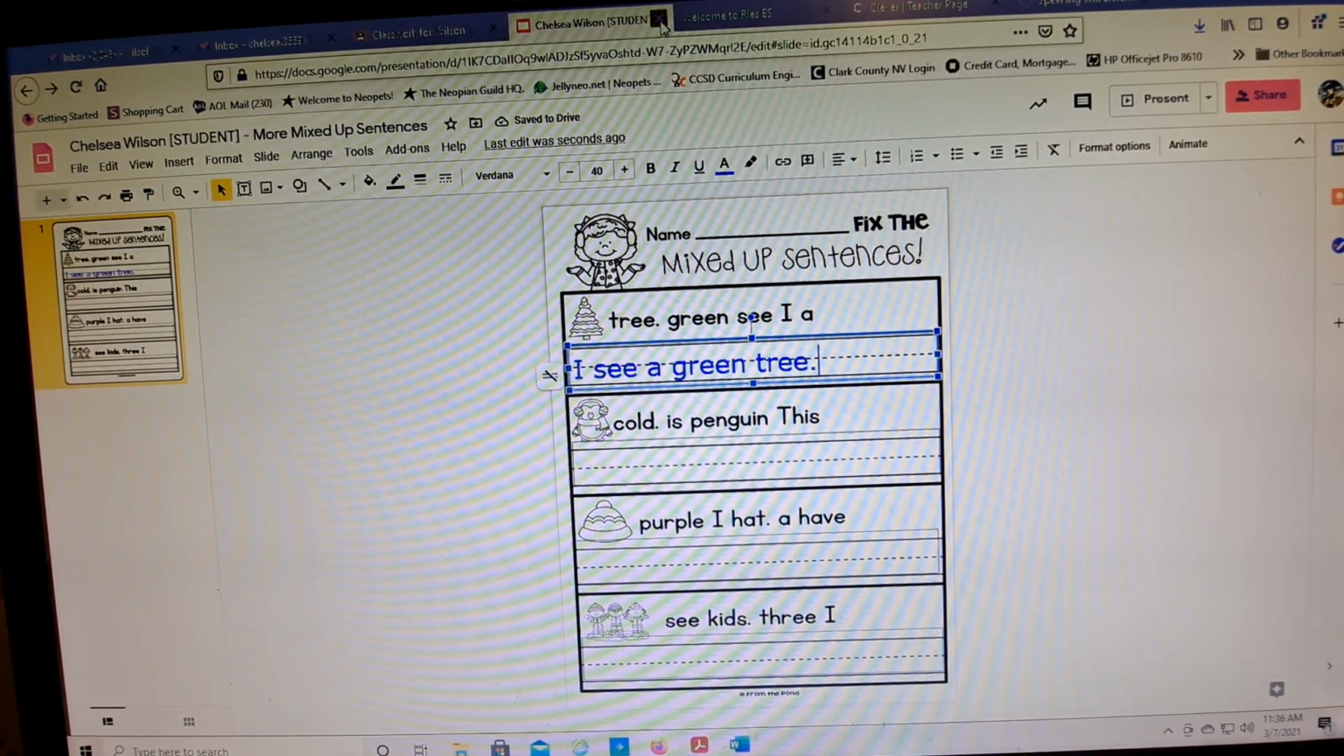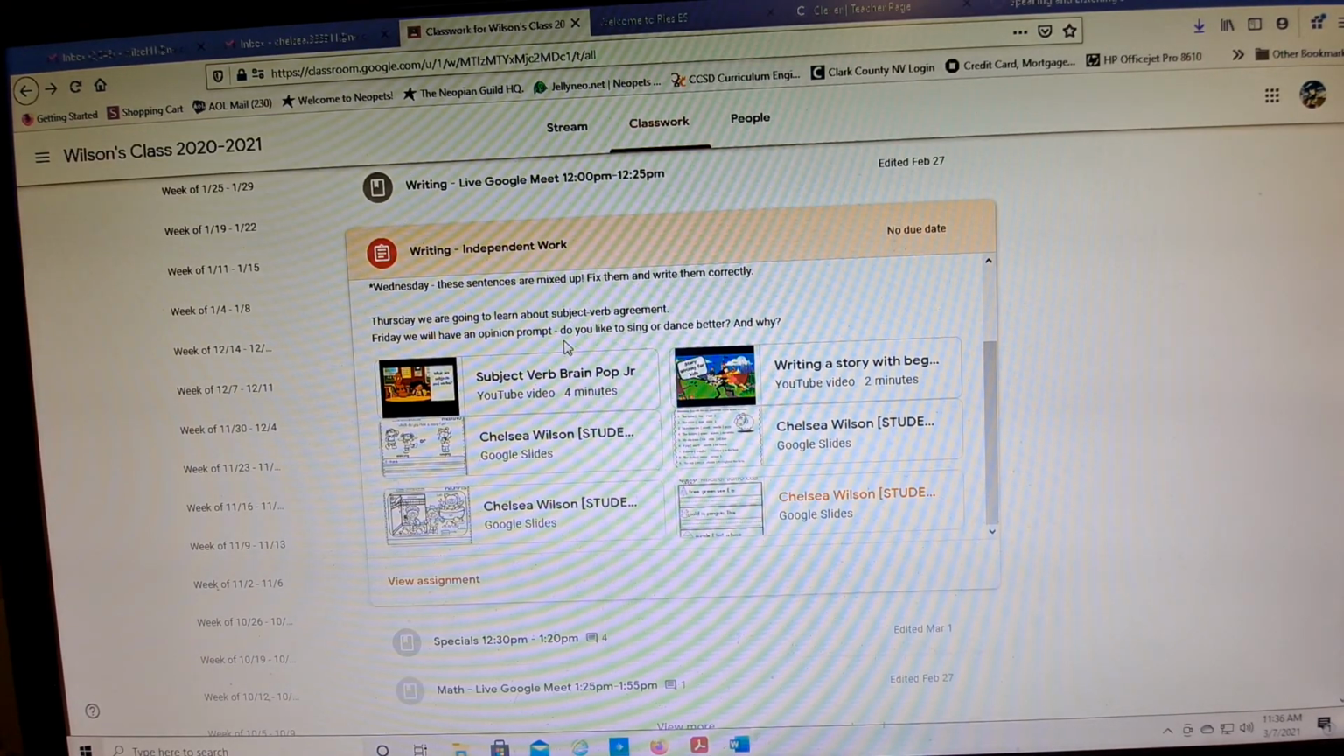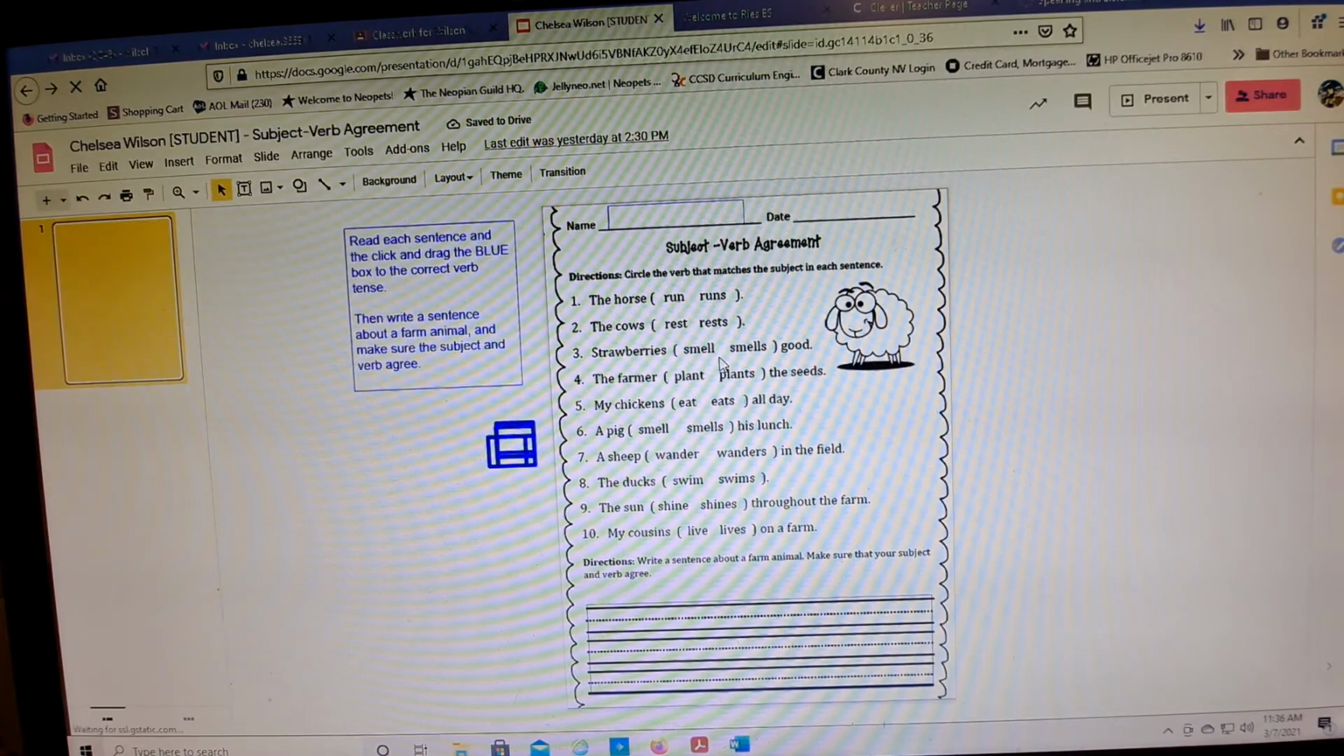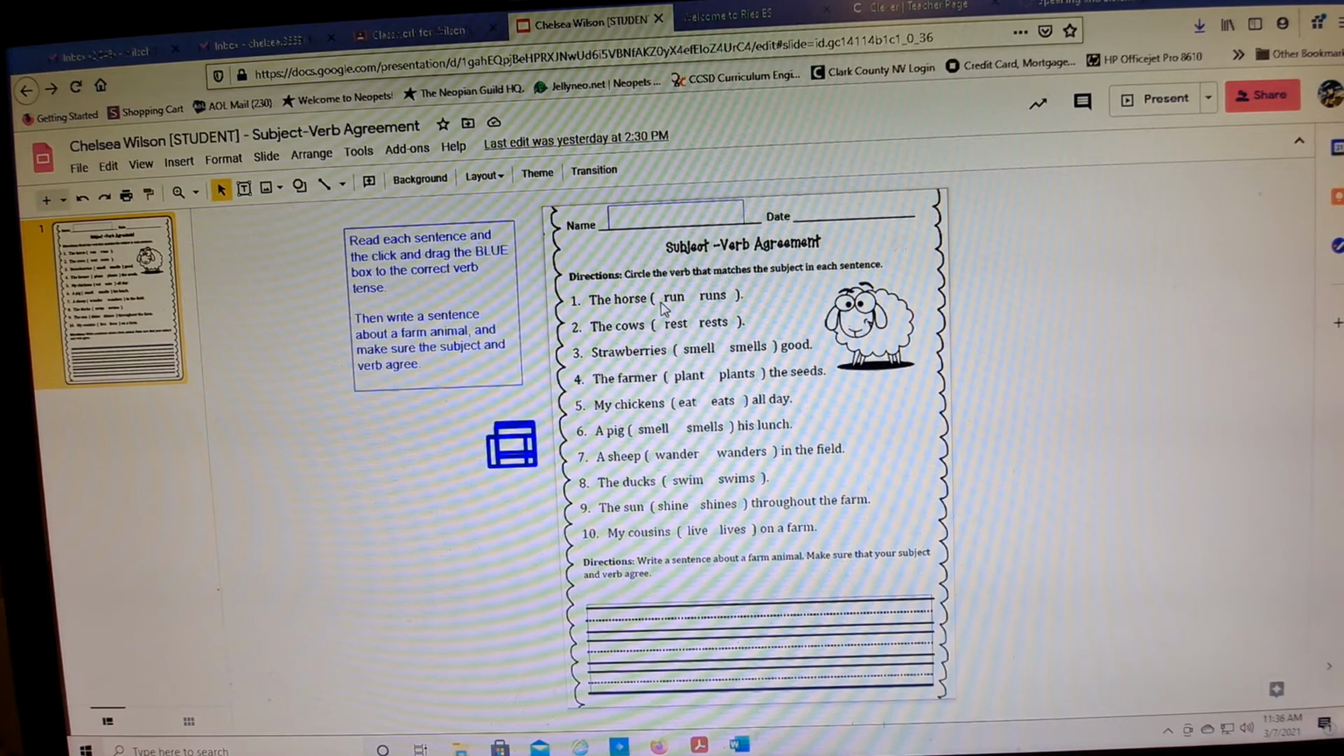So that's Wednesday. On Thursday, we're going to talk about subject-verb agreement. And I have a worksheet that we're going to do in class. We're going to talk about, is it the horse run or the horse runs, and why? And we do have a video about subject-verb agreement that we'll watch first, and we'll talk about that. A lot of times it's just about saying the sentence out loud, and you can hear if it sounds correct or not.